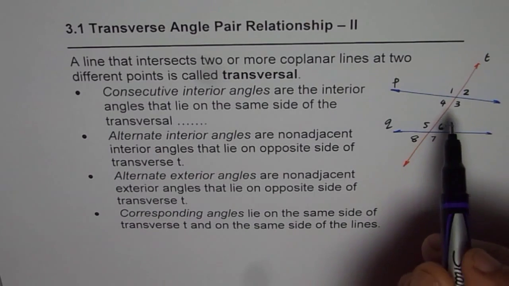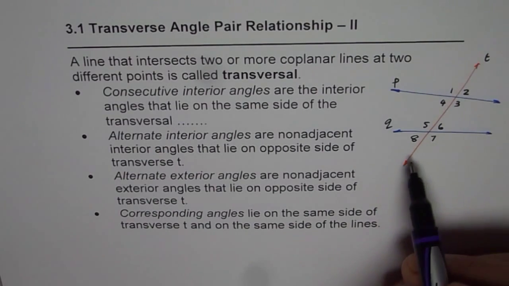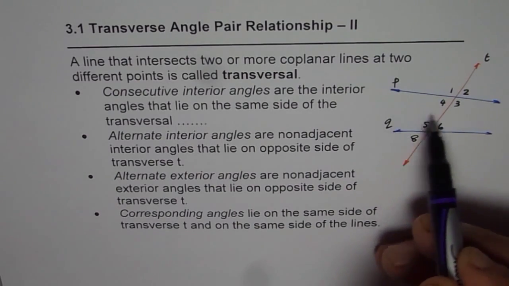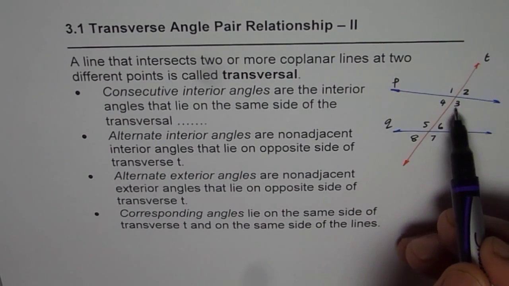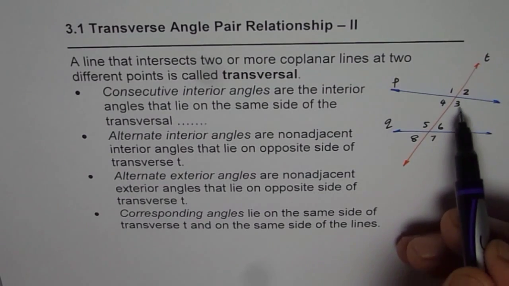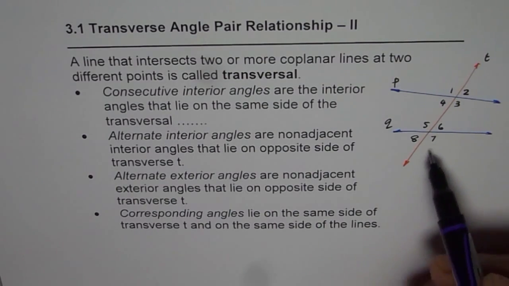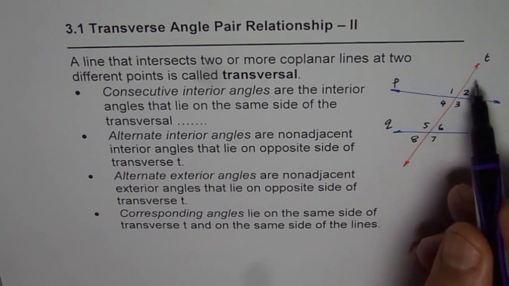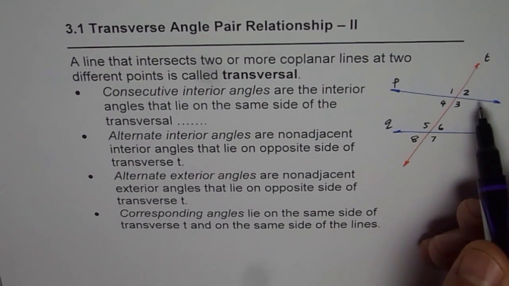And when we say angles on the same side of the transversal, 1, 4, 5, 8 are on the same side, which is the left side. 2, 3, 6, 7 are on the right side, but all of them are on the same side, right? Now let's see how these angles are related.